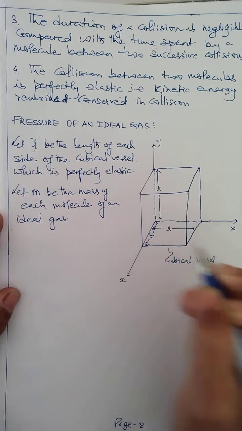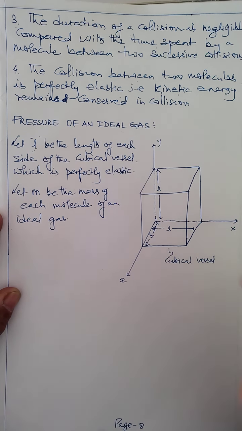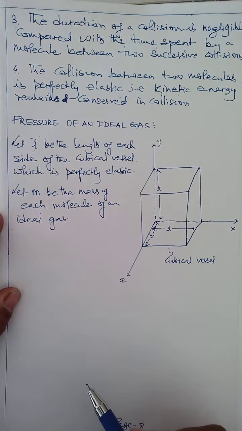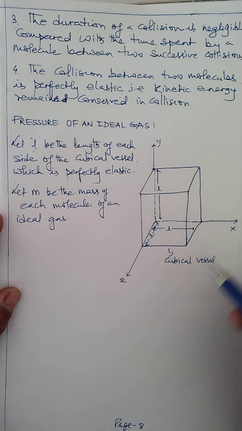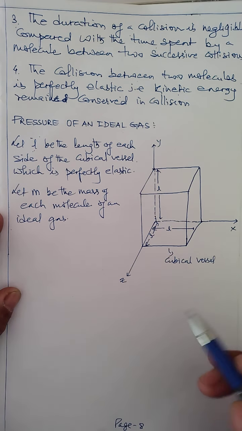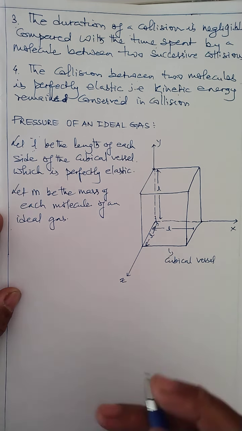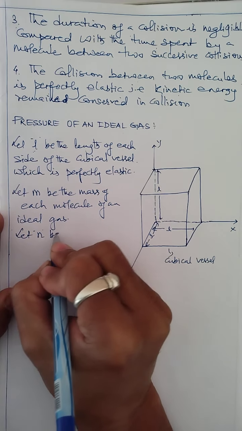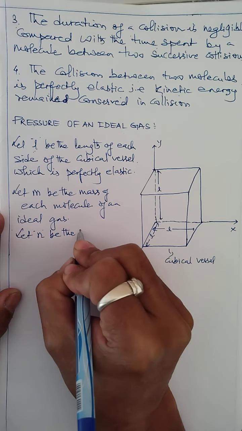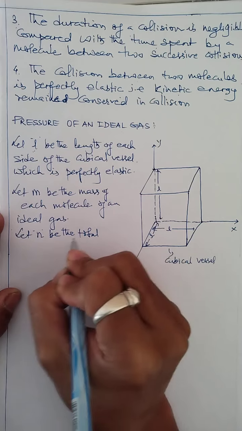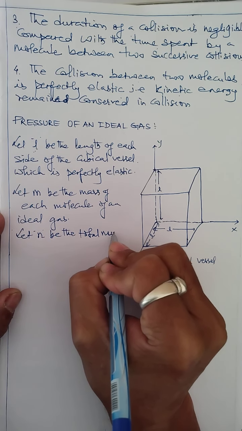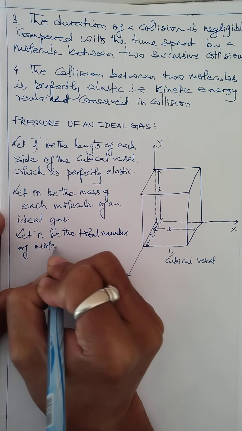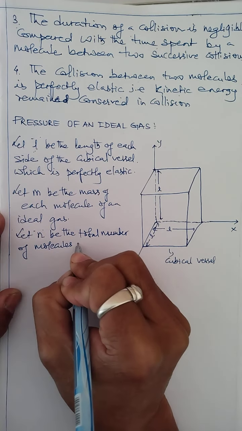It can be any ideal gas, it can be oxygen, nitrogen, hydrogen, any ideal gas, but every molecule has a mass, that is m. But you don't know how many molecules are there. There will not be only one molecule present, there are n number of molecules present. So I write down, let small letter n be the total number of molecules in the gas.